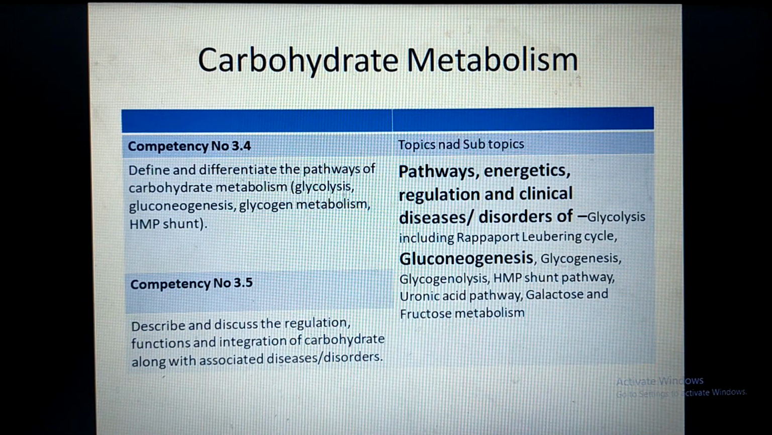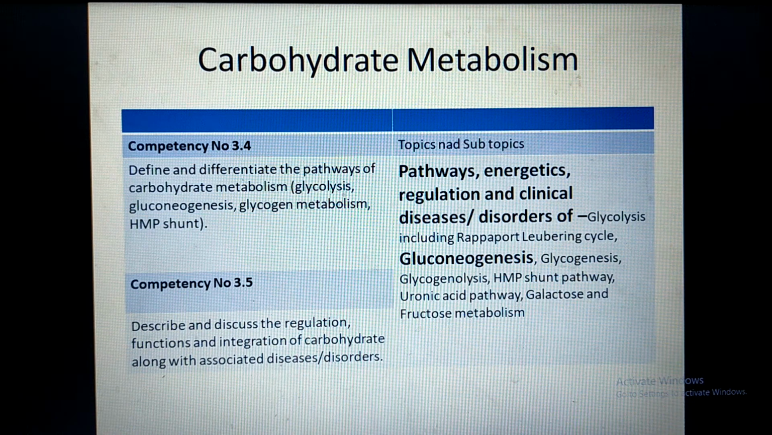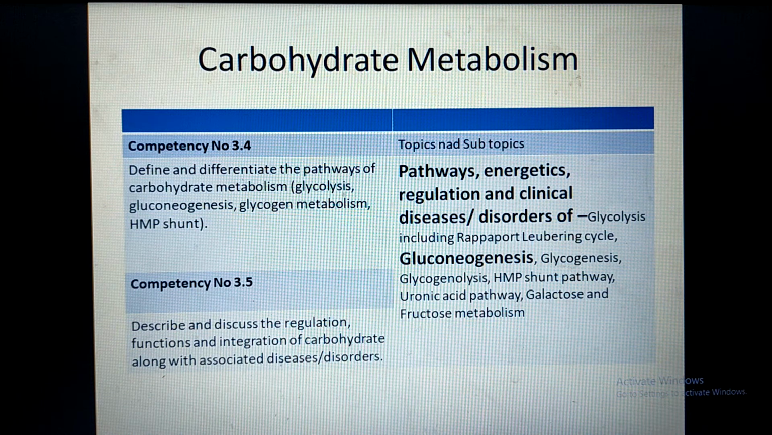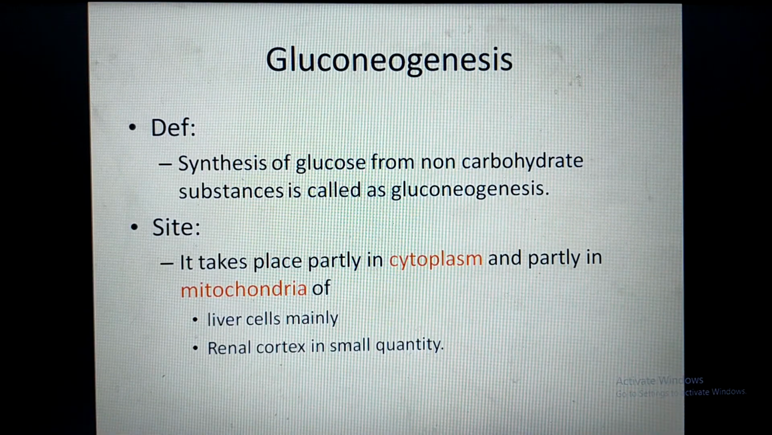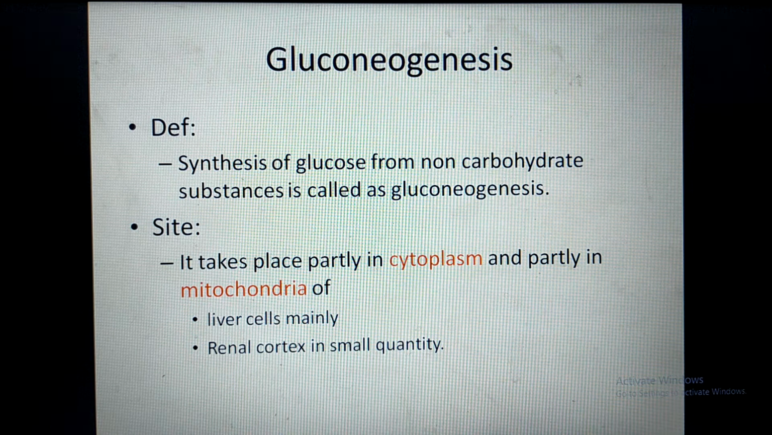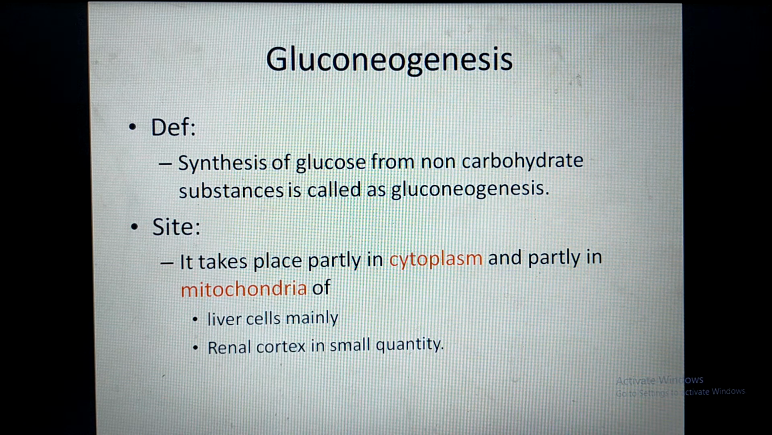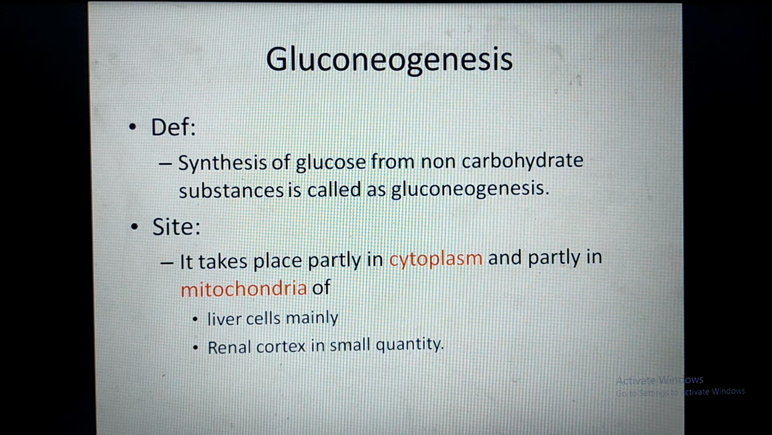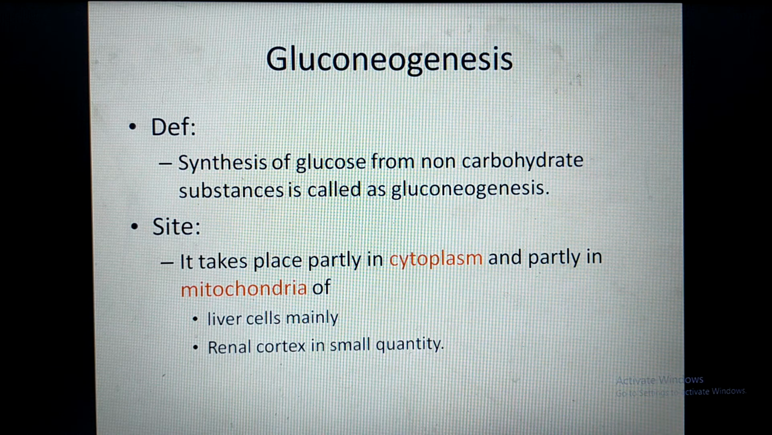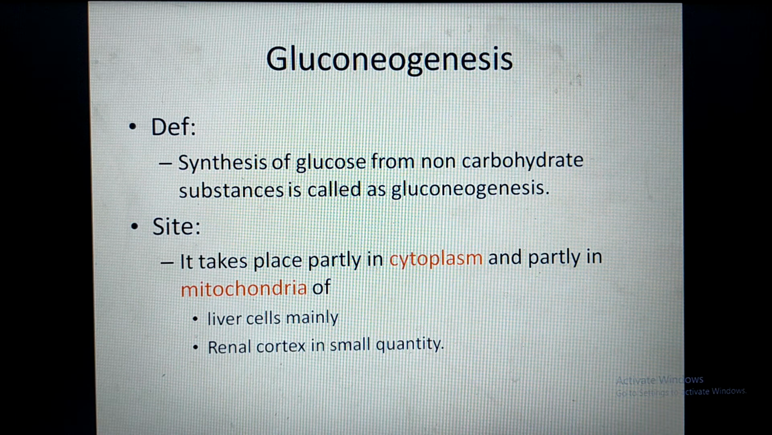Good morning, students. We will continue carbohydrate metabolism, and today's topic is the gluconeogenesis pathway. First, we will see the definition. Synthesis of glucose from non-carbohydrate substances is called gluconeogenesis. Here, the phrase non-carbohydrate substances is very important. Then, the site. This pathway occurs partly in the cytoplasm and partly in the mitochondria of liver cells mainly, and in the renal cortex.